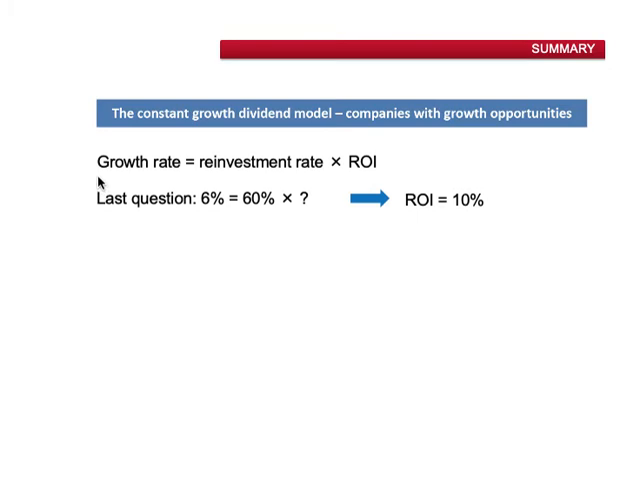The answer is in this equation. Because the growth rate is 6%, the reinvestment rate is 60%, so the return on investment has to be 10%. And this 10% is the return that the company is generating on its projects. However, it also needs to pay 10% to its equity capital holders. That means that on every euro they earn 10%, they need to pay 10%, so the NPV on their investment opportunities is absolutely zero.